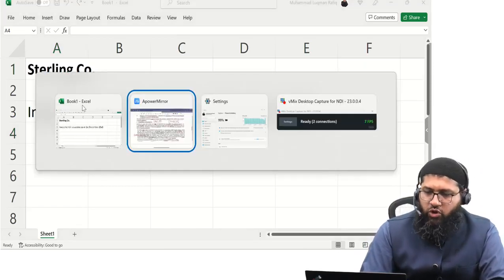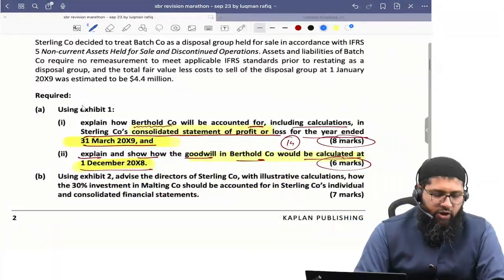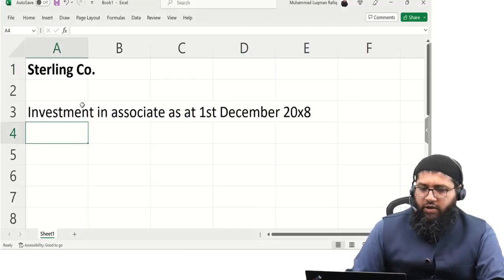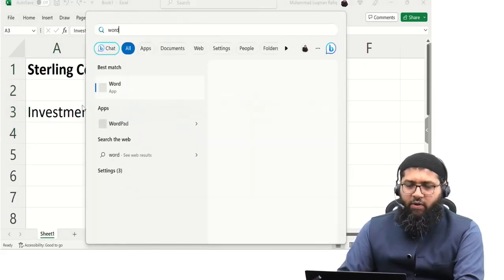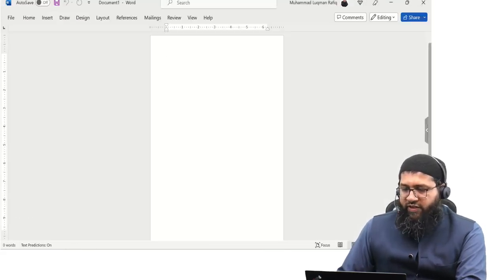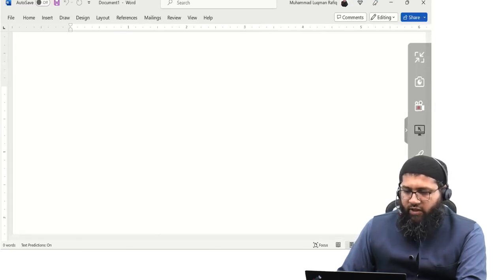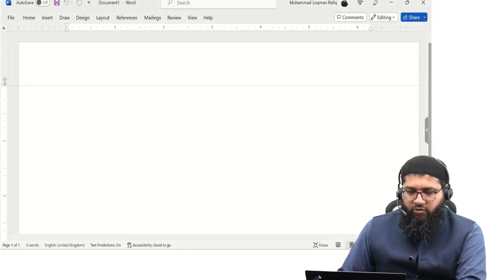Let me just show you what the requirement of the question was. It was to explain how Berthold company will be accounted for, including calculation of Sterling company's consolidated profit or loss for the year ended 31st March X9. That's what they are asking for, and that's what we are going to show. Let me do some calculations, then I'll open up a Word file so that I could draft out the relevant answers for you, so that you can see what the answer is going to be. I could have drafted the answer in the spreadsheet also, but it is better to do it on Word.